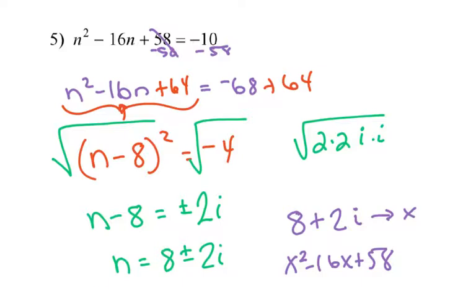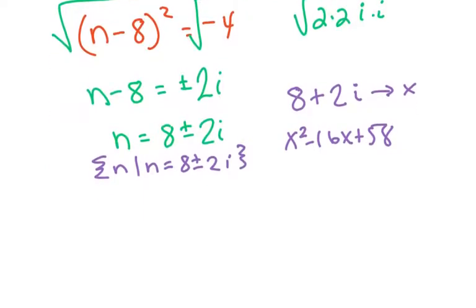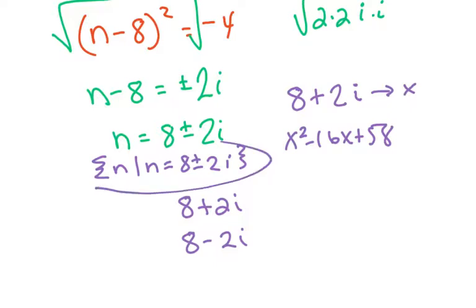So when you write your solution, you have two solutions, okay? The plus gives you one of them, and the minus gives you another one. If you wrote them separately, it would be this as a complex number, okay? But usually we just write it like that. There's no reason to write them out separately.